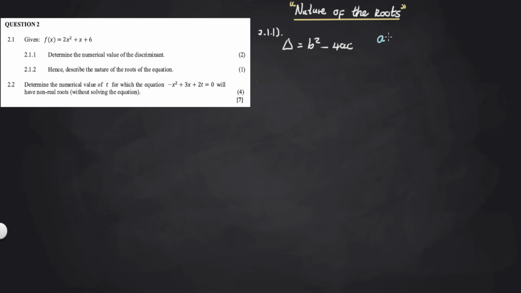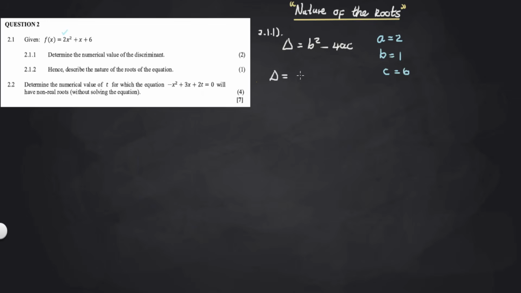The A value is 2. And then B is equal to 1, and then C is equal to 6. It's important that you have your equation set out in standard form. Alright, then we substitute and work out the discriminant.